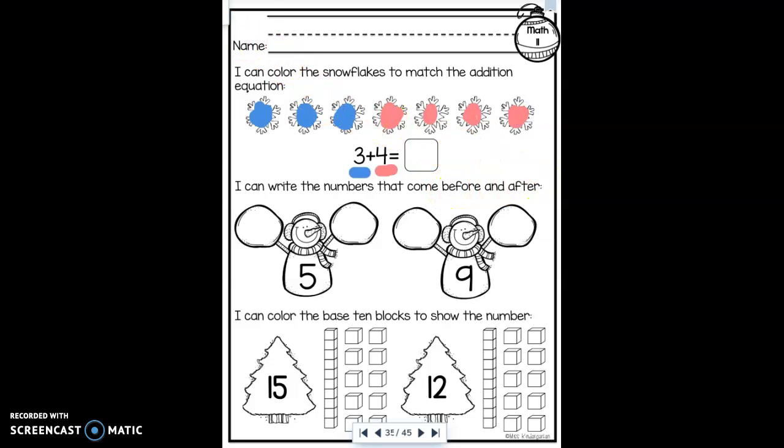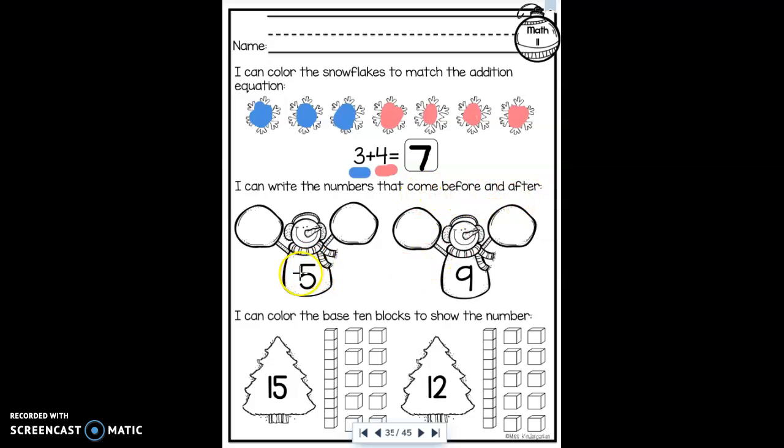Now I want to solve the equation. So I'm going to go back and grab my pencil. And the way I'm going to solve this is I'm going to count all the snowflakes that I colored. So 1, 2, 3, 4, 5, 6, 7. So if I have 3 and 4 all together, I get 7. All right.